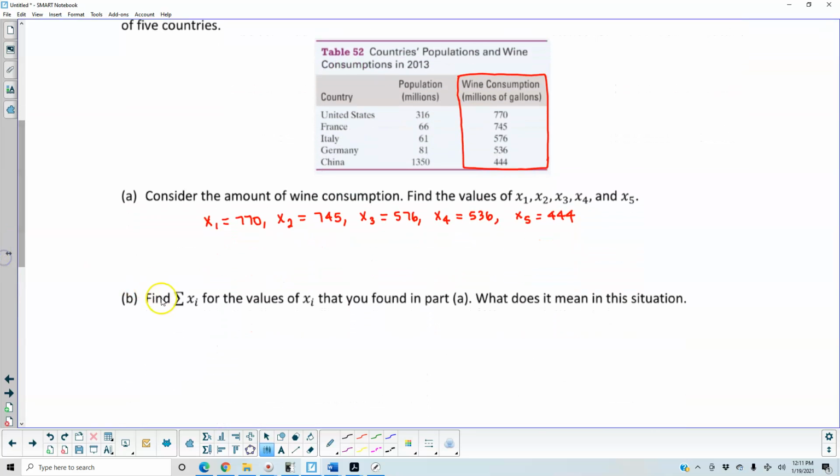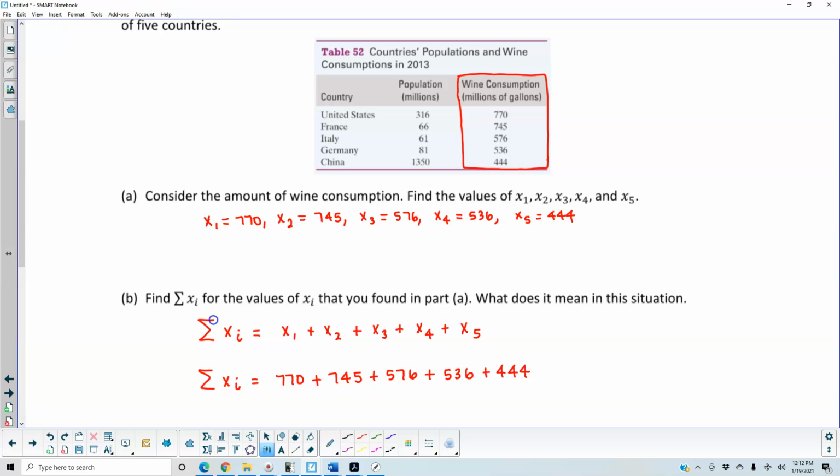Now in part B, it says find the sum of all the data values for x subscript i that you found in part A, and then what does it mean in this situation? So we know that the summation is equal to x1 plus x2 plus x3 plus x4 plus x5, because we have 5 data values. So to find the sum, we know that x subscript 1 is 770 plus 745 plus 576 plus 536 plus 444.